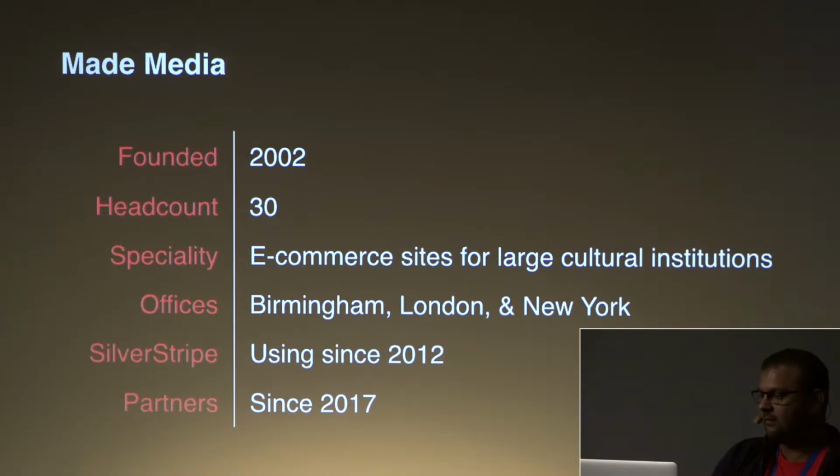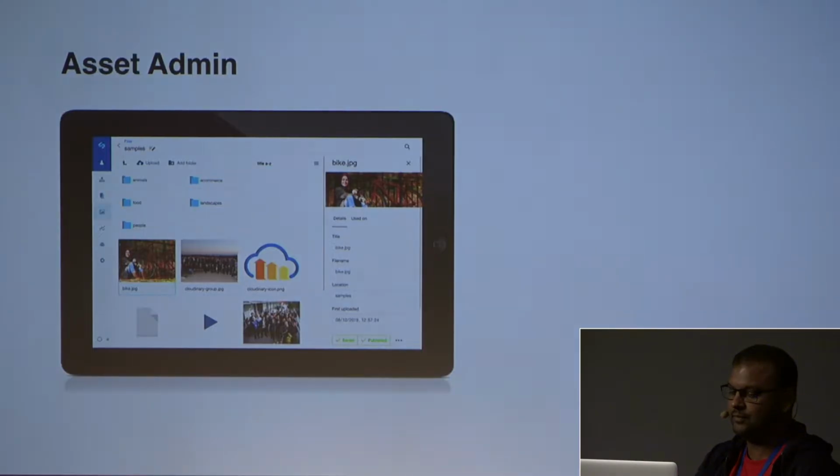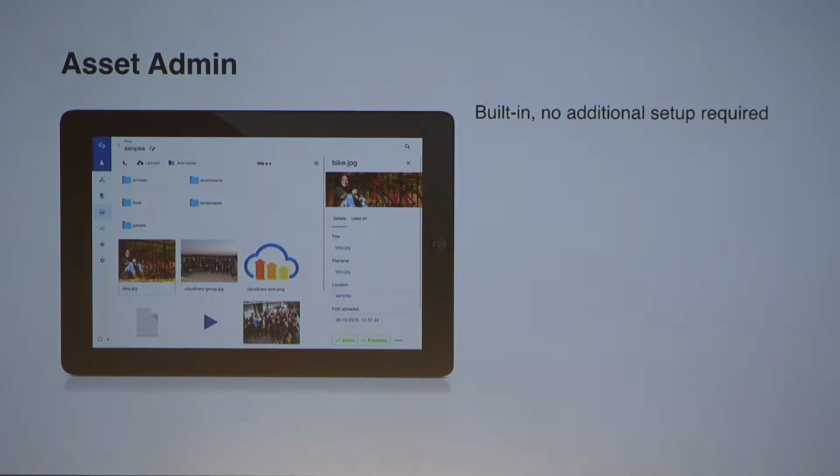So let's just begin with speaking about the asset admin, which we all used to. It's built in, no additional setup required. You install the standard version of SilverStripe with Composer. It just comes in. You start using it. Nothing required. It's just there. It's familiar. It's been around since a long time, I think pretty much from the start of SilverStripe.